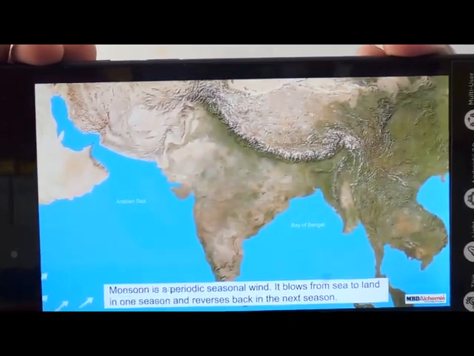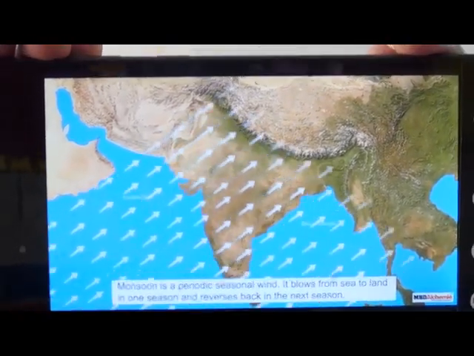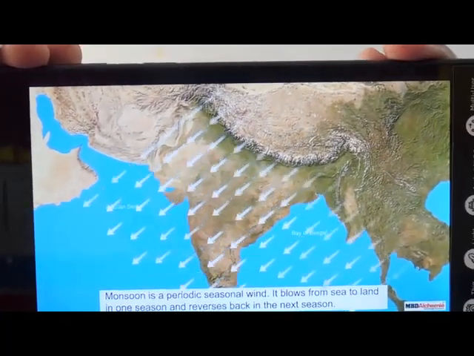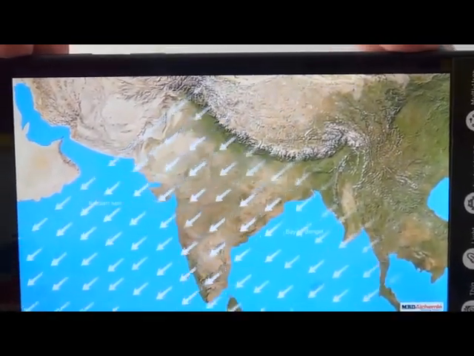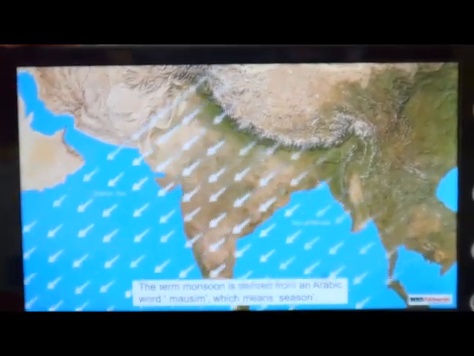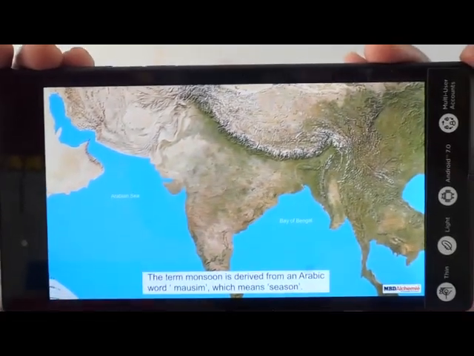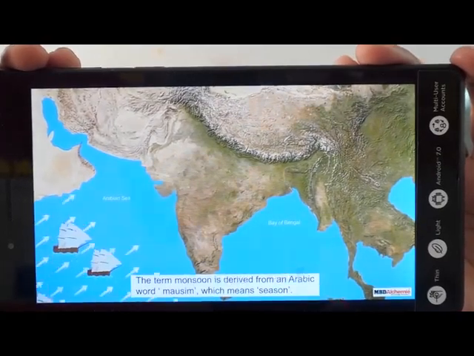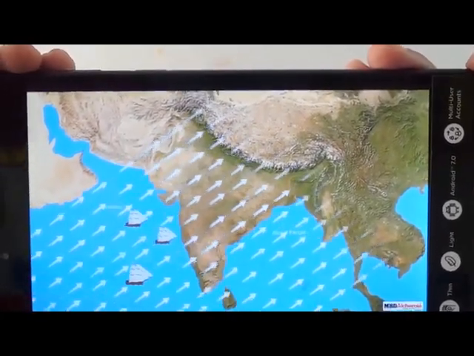Monsoon is a periodic seasonal wind that comes from sea to land in a particular season and completely reverses back with the change in the atmospheric conditions in the next season. It is a typical yet dominant feature of the Indian climate. The term monsoon is derived from an Arabic word, mawsim, which means season. In olden days, the sailors found this wind convenient to set their sails in the direction of the wind. They used to save their fuel and time by doing so.